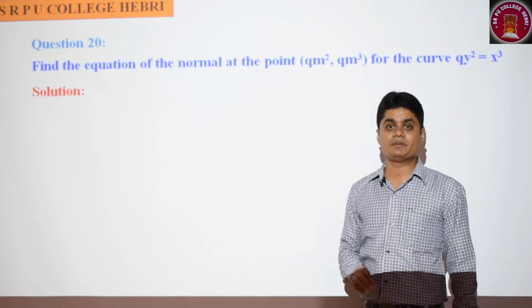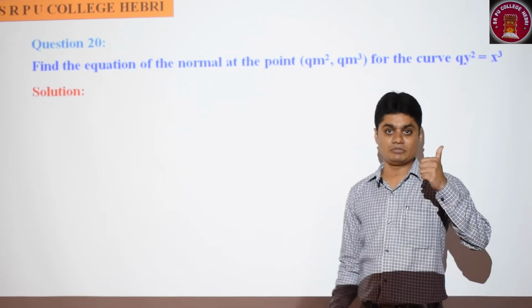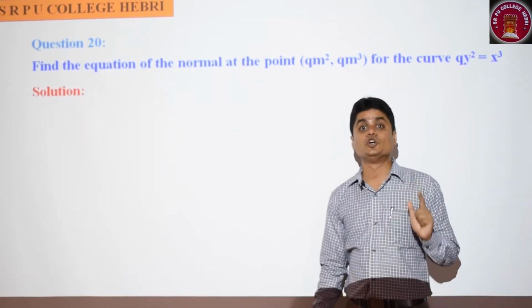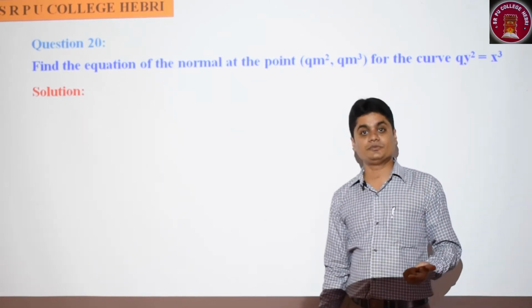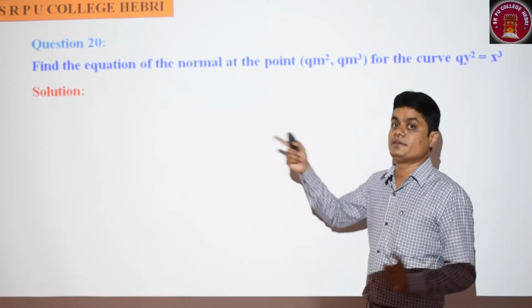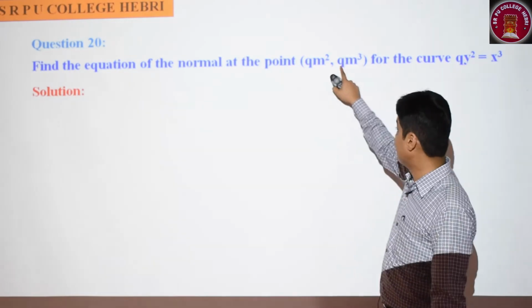What all do you need to find the equation of the normal? You need the slope of the normal; the point is already given. So your only task is to find the slope of the normal. How do we get the slope of the normal? From the slope of the tangent. So the first step is to differentiate and find the slope of the tangent at this point.